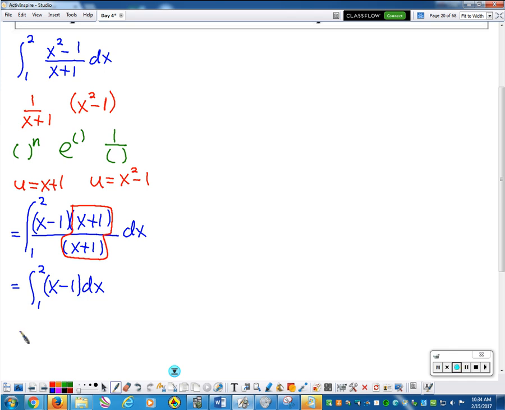What is the antiderivative of x? x squared over 2. Minus, what is the antiderivative of 1? Sorry, my bad. x. Now we've got to evaluate the limits. And I'll let you finish that on the homework, but any questions here?